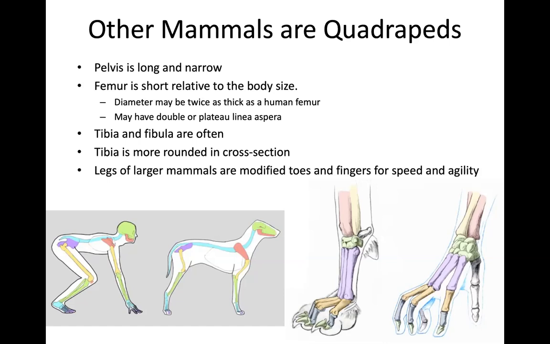The femurs are relatively short compared to the overall body size. And as you can see here in this image, it's almost half the size of the human femur. Okay. The diameter can be twice as thick as a human femur, and they may have a double plateau linea aspera, but not all species do.